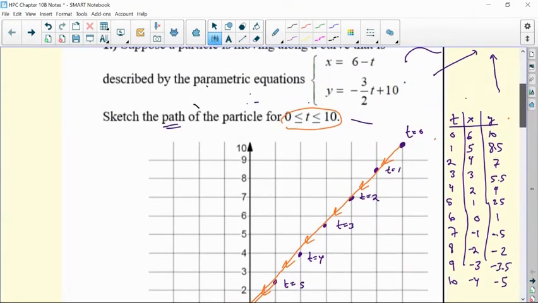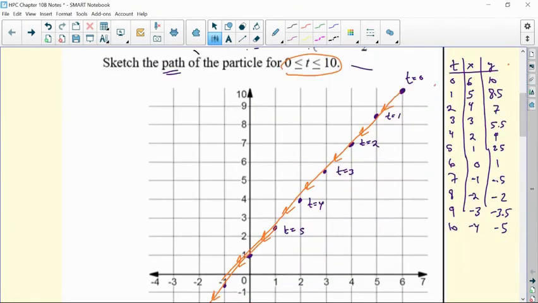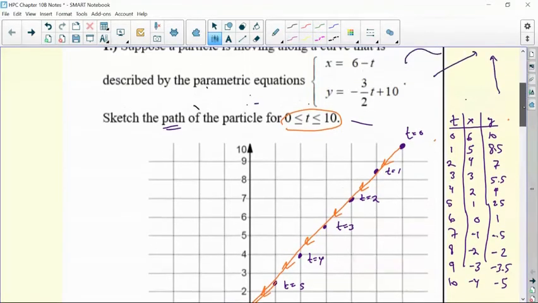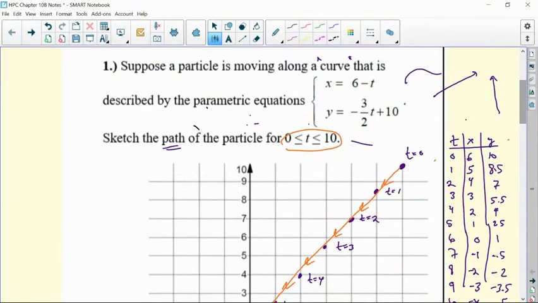Okay, now sometimes I might say eliminate the parameter. Like what would this look like without the time? So it's not too hard to eliminate the parameter when they're both linear. I'm anticipating a linear function, and remember usually a linear function is like y equals mx plus b, and notice there is no time here. So it's very helpful to say, okay, if I know x is equal to 6 minus t, then I can just solve for t. So t equals 6 minus x.